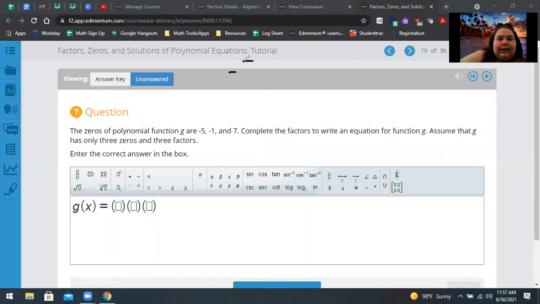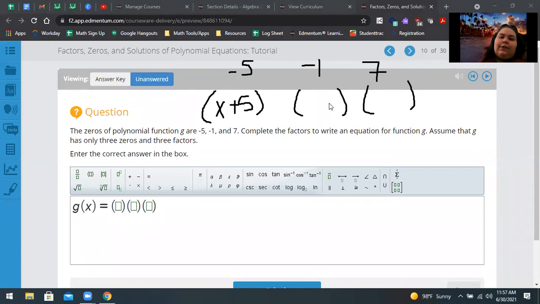So it is -5, -1, and 7. All you have to do is come up with the factor. Remember, opposite signs. So if I do one of them, for -5, you should have x plus 5. Go ahead and follow the same rule for these and type it down below. So you have 3 sets of parentheses for your 3 zeros there.